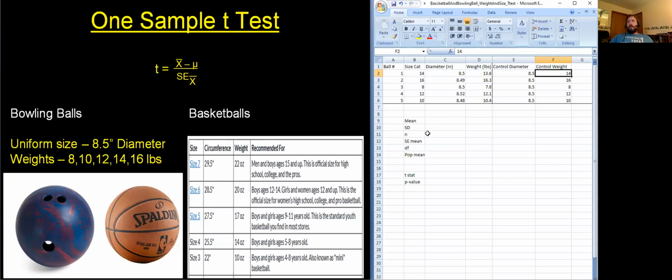So we have our data, we have Excel opened up, we can just begin to work through this. Of course, you can do this by hand as well, but Excel makes some of this a little bit faster and easier. So we are interested in the mean of the diameter. Easy enough.